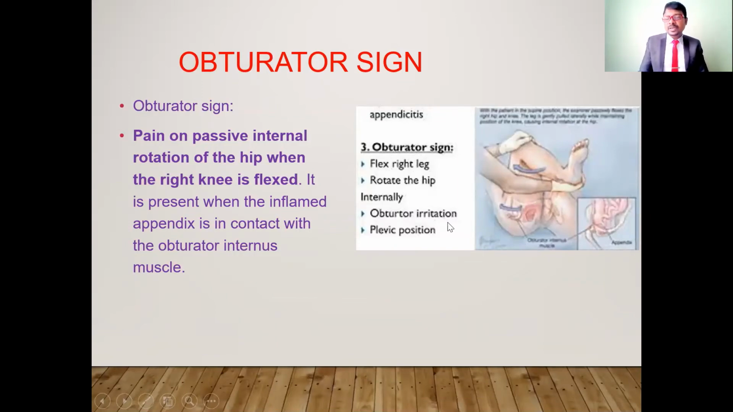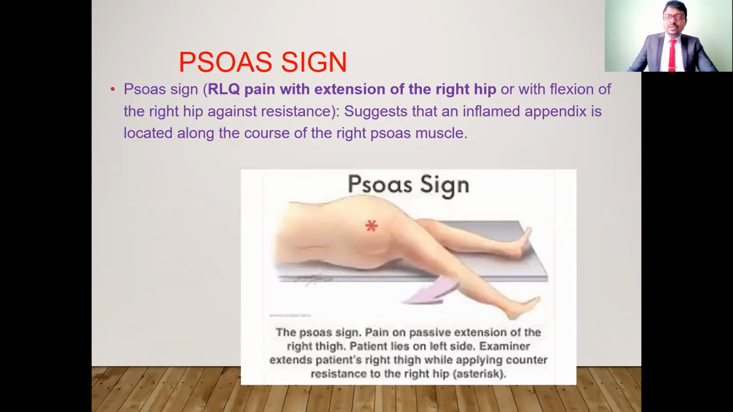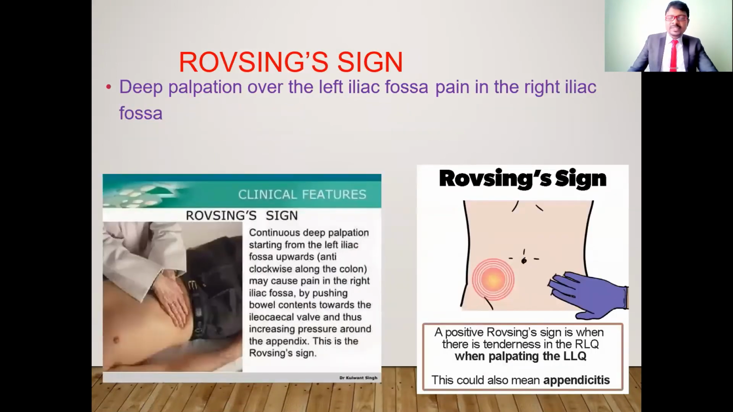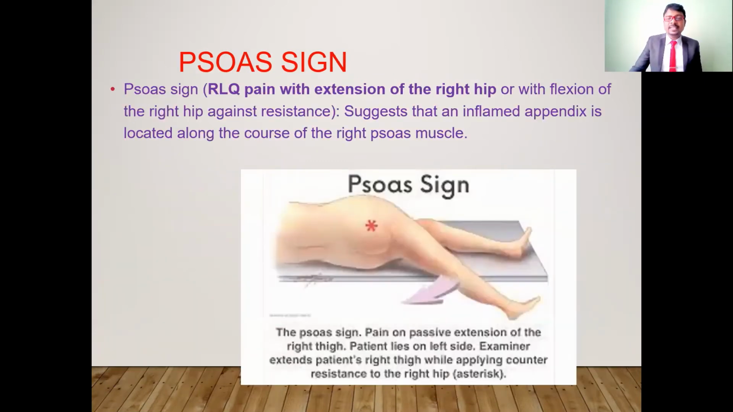and also it is going to irritate the pelvic structures in appendicitis. So any pain indicates inflammation of the appendix. These are the classical physical examination signs of appendicitis: the obturator sign, the psoas sign, the Dulce sign, the Dunphy sign, and the next one is the Robinson sign. These signs are very important to identify appendicitis during the physical examination.